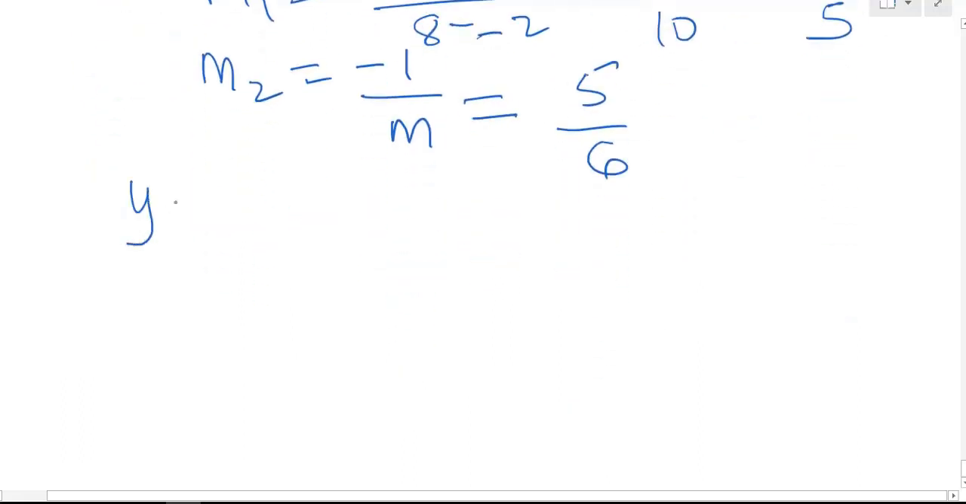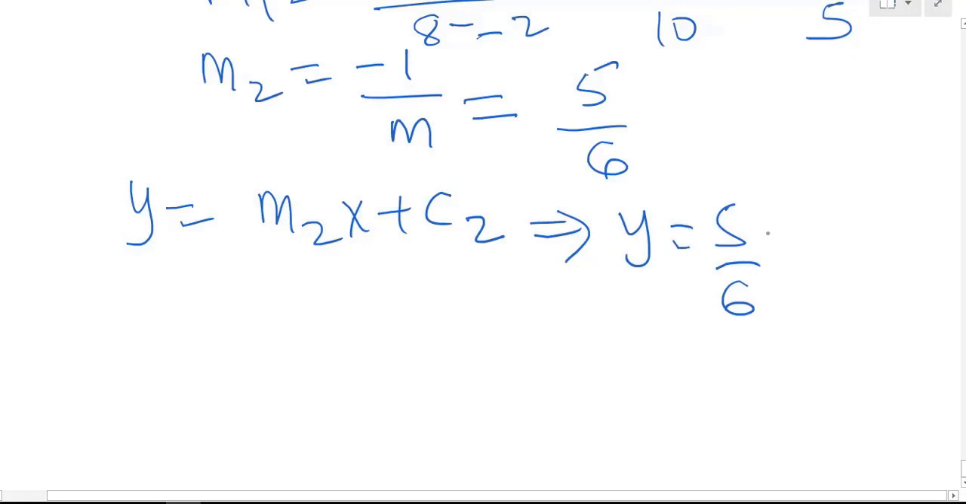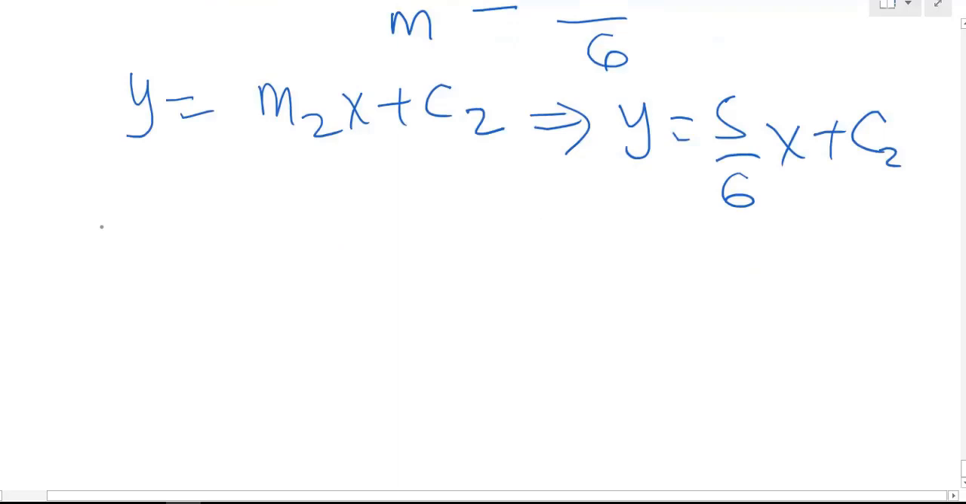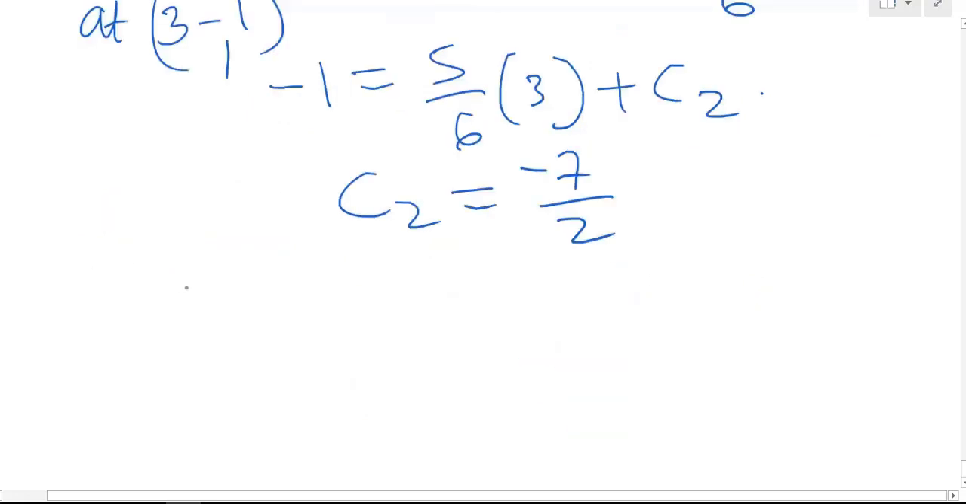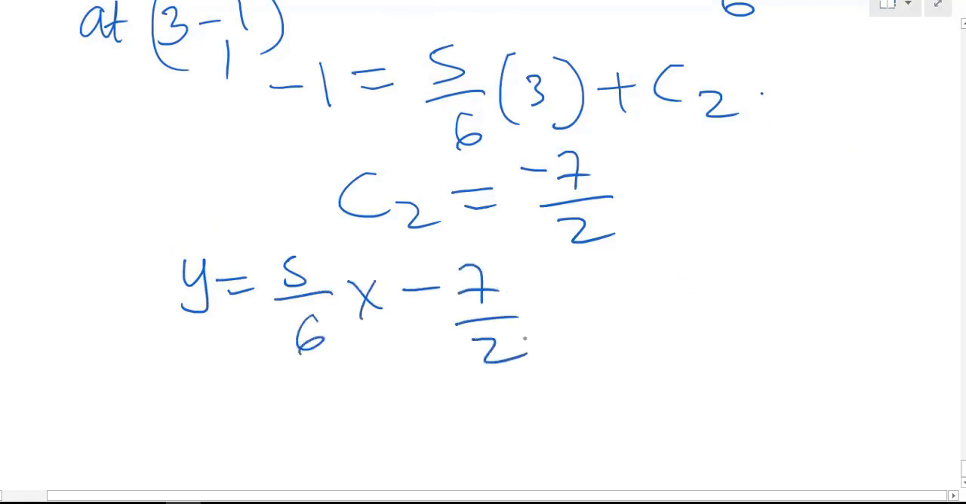Therefore, we have y is equal to m2 x plus c2. This translates to y is equal to 5 over 6 x plus c2. We determine the value of c2. This line passes through the point 3, minus 1, so at 3, minus 1 we have minus 1 is equal to 5 over 6 into 3 plus c2, and that means that c2 is equal to minus 7 over 2. Therefore the equation becomes y is equal to 5 over 6 x minus 7 over 2.